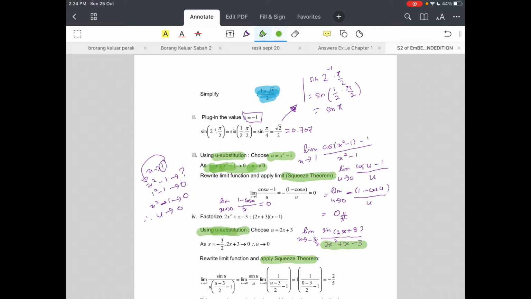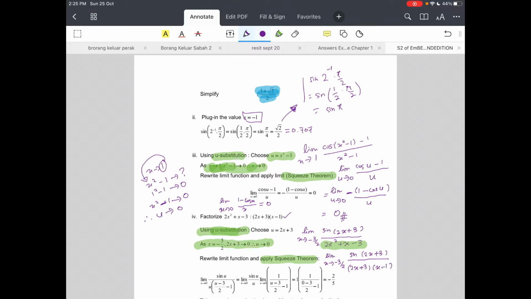So again, when you apply u substitution, you need to redefine the x approach here to become u approach. Okay, u approaching to what? So you just simply, straight away I'm plugging in the factorization here for the denominator part. Now as for the u substitution, if you notice the denominator, I can write down here: limit x approaches minus 3 over 2, we have sine 2x plus 3, and the denominator also has the same 2x plus 3 times x minus 1.